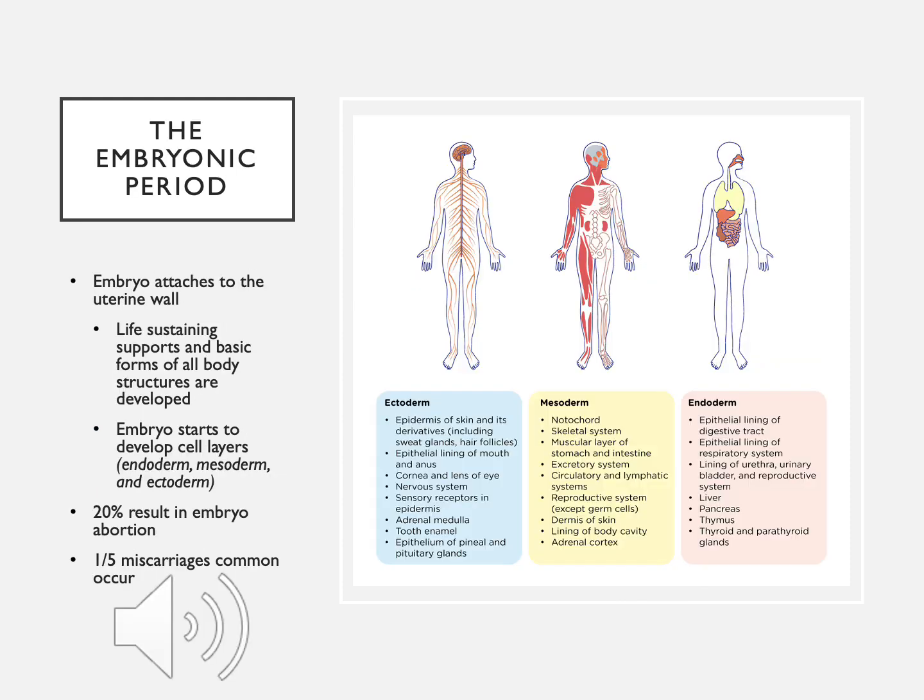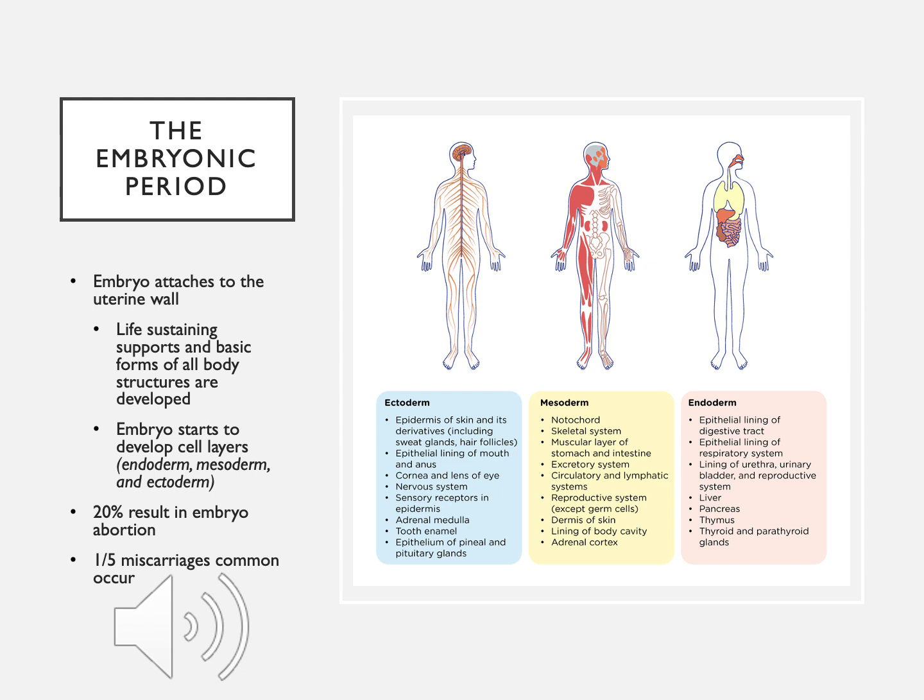During the embryonic period, this is when the embryo attaches to the uterine wall. So there is success within the germinal period of proper implantation. And we see that during this time period, this is when the beginning stages of all life-sustaining supports are developed and the basic forms of all body structures begin. And so we see this in how the embryo starts to develop its cell layers, so the endoderm, the mesoderm, and the ectoderm. And you'll see that I've included a little image here that talks about that.